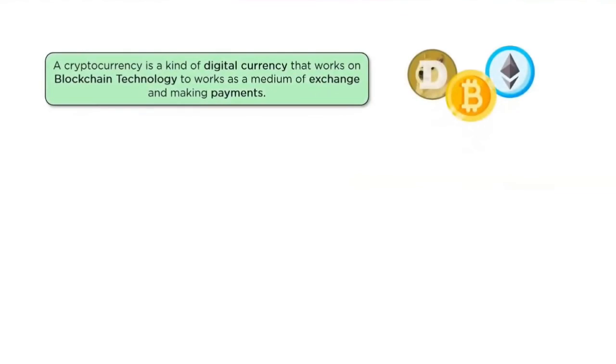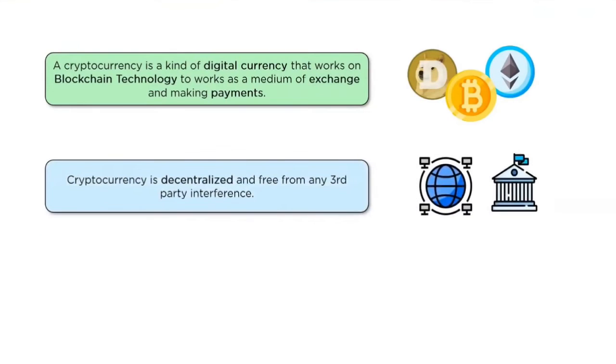A cryptocurrency is a kind of virtual or digital currency that works on blockchain technology, a public ledger enforced by a distributed network of computers. It works as a medium of exchange online to buy goods and services and make payments. For example, Bitcoin, Ethereum, Dogecoin. These are some of the popular cryptocurrencies.